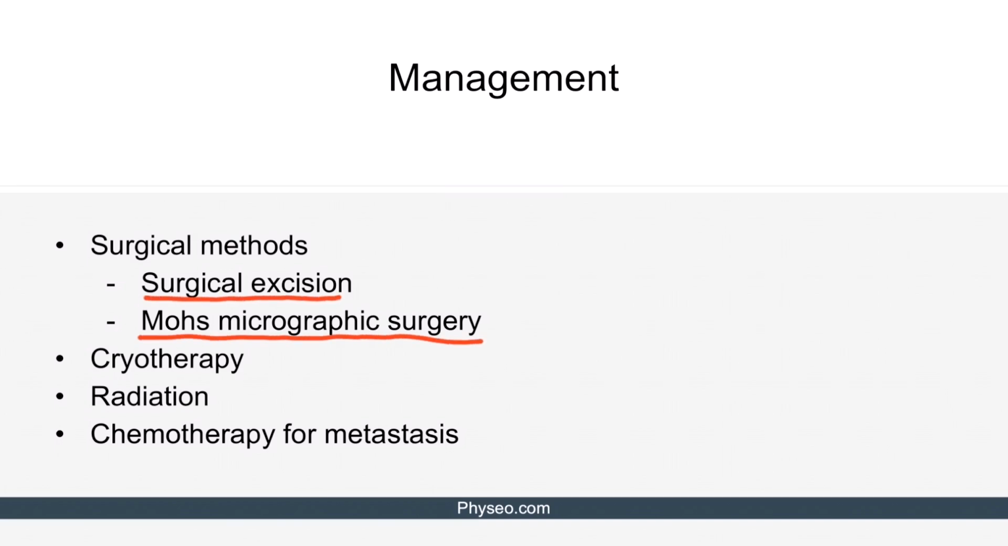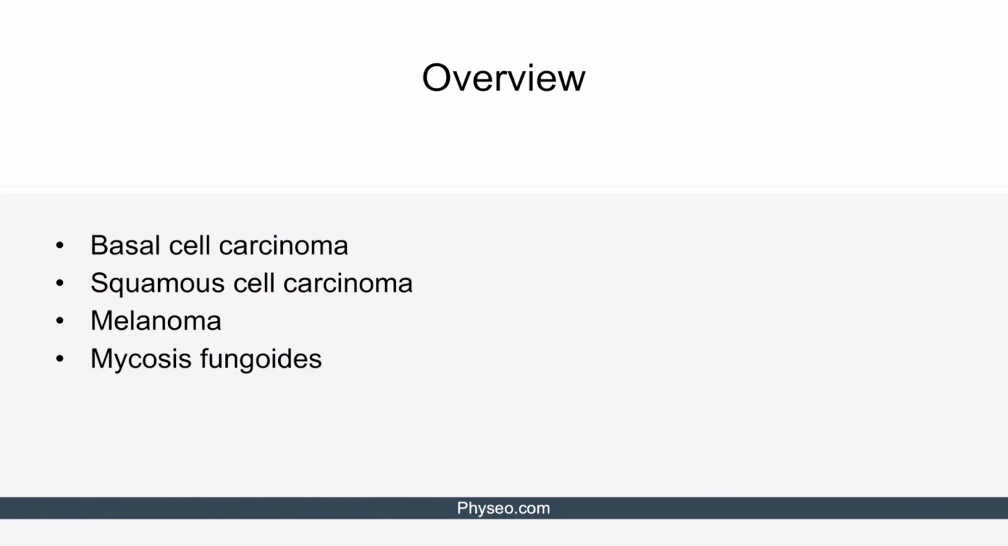Also, cryotherapy can be used to freeze the tumor cells, and radiotherapy is indicated in patients unfit for surgery or as an adjuvant therapy alongside surgery. And of course, chemotherapy is given in cases of metastasis. Let's move on to melanoma.